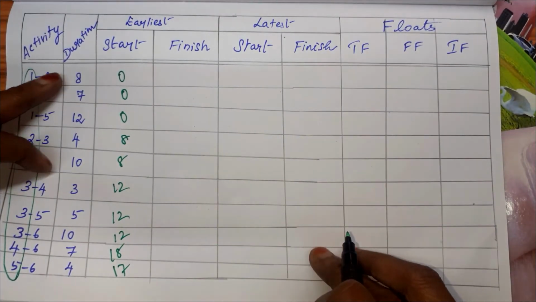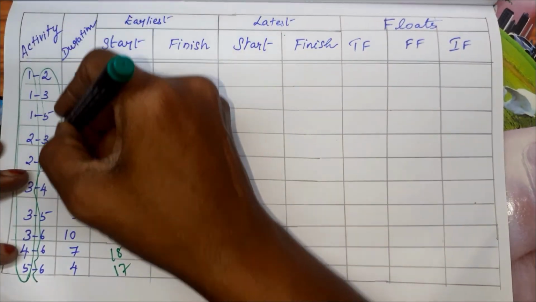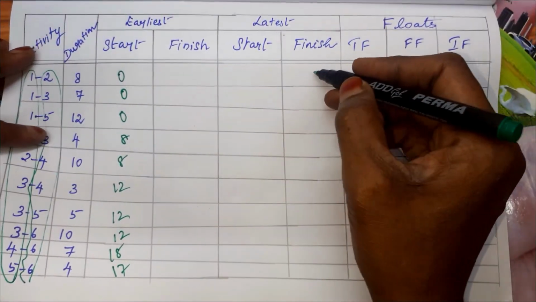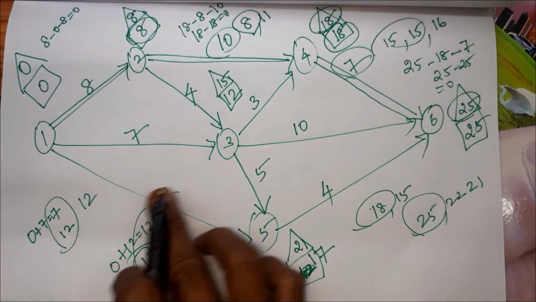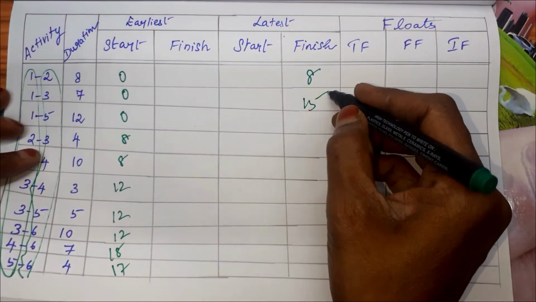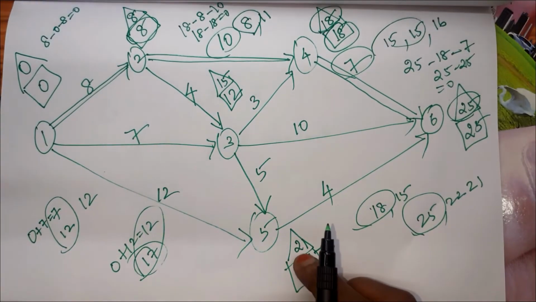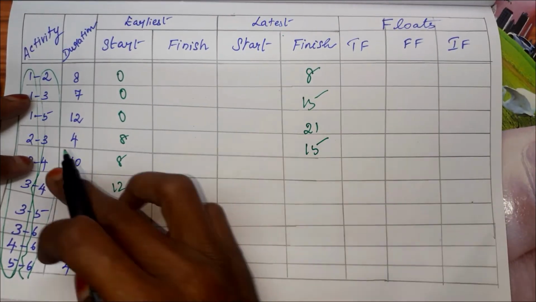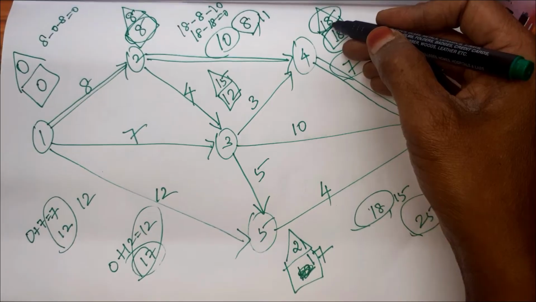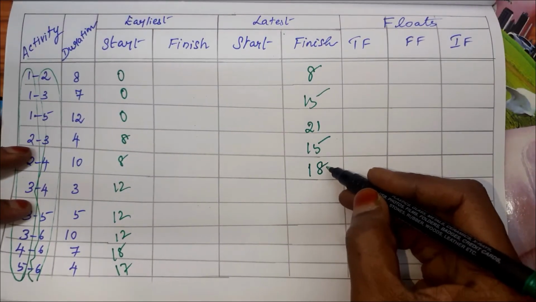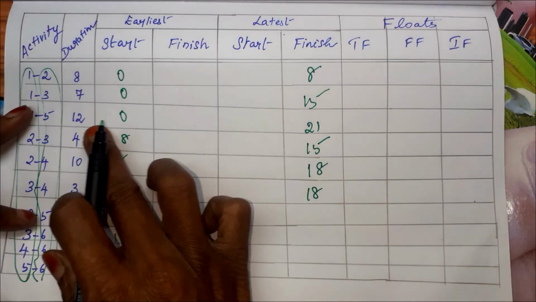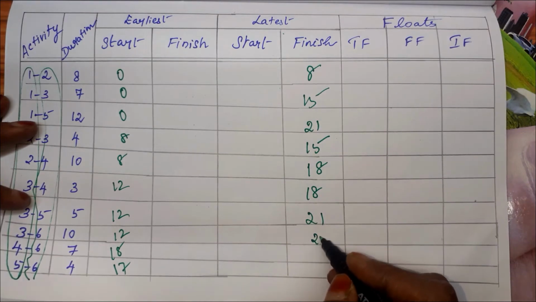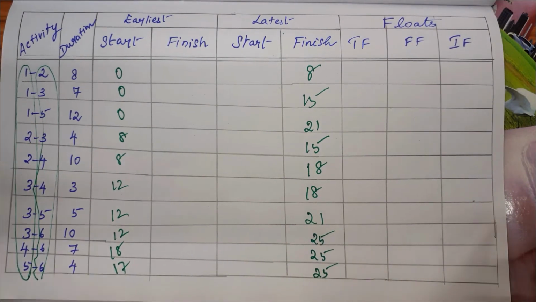For the finishing times, we have to see the triangle values. The triangle number for 2 is 8. For 3, the triangle number is 15. For 5, the triangle number is 21. For 3, we have already taken 15. For 4, the triangle number is 18, so 18, 18. For 5, we have already taken 21. For 6, the triangle is 25, in 3 places.